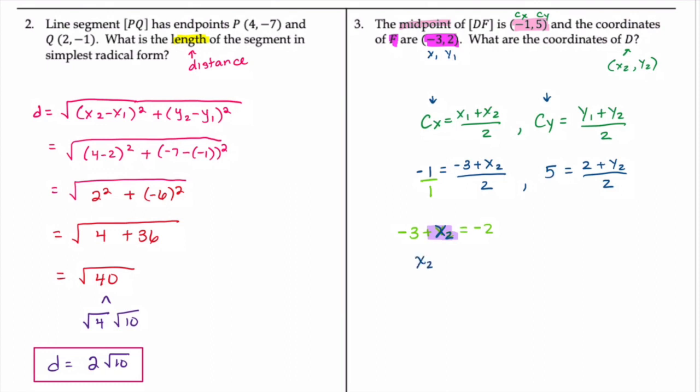For x sub 2, I would add 3 to both sides, which would give me a value of 1. Let me do the same thing for the other side. I got my x sub 2 and my y sub 2. Let's put those together and write my ordered pair for D, which would be (1, 8).